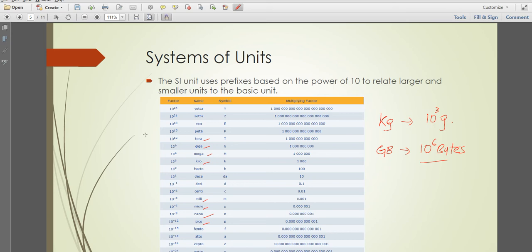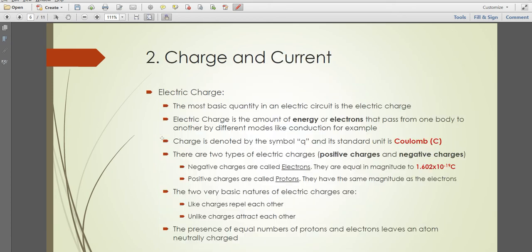I can't tell you to memorize them, but while you are using them, you can understand them and memorize them by using them more, kilo, mega, and so on. Now let's talk about electric charge and current. As I told you, if you don't have any questions, I'll continue explaining my slides.